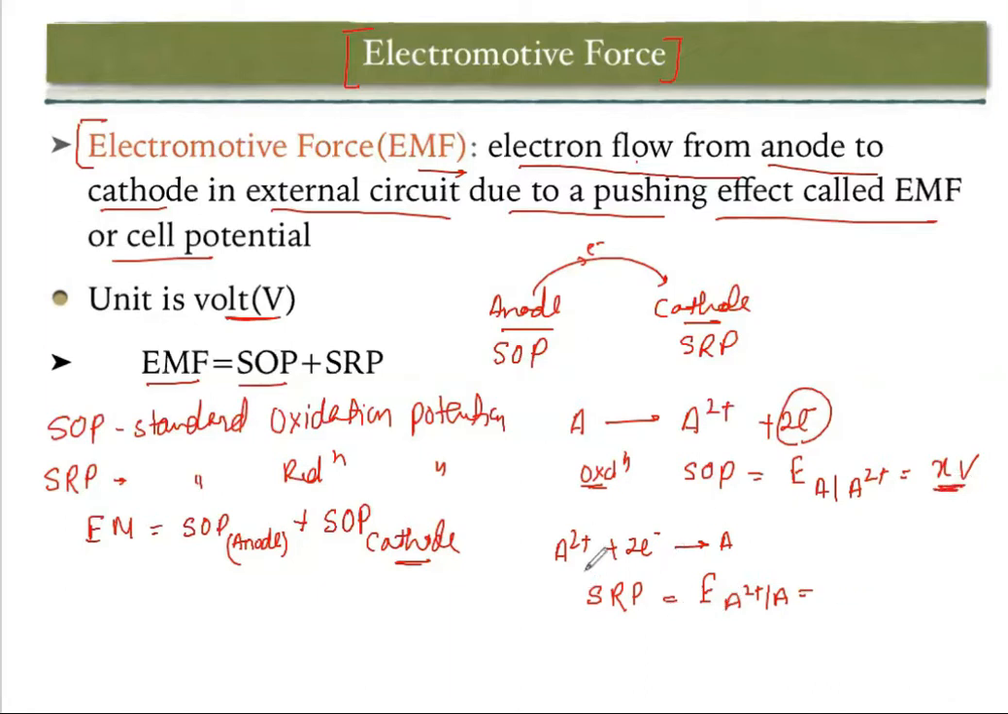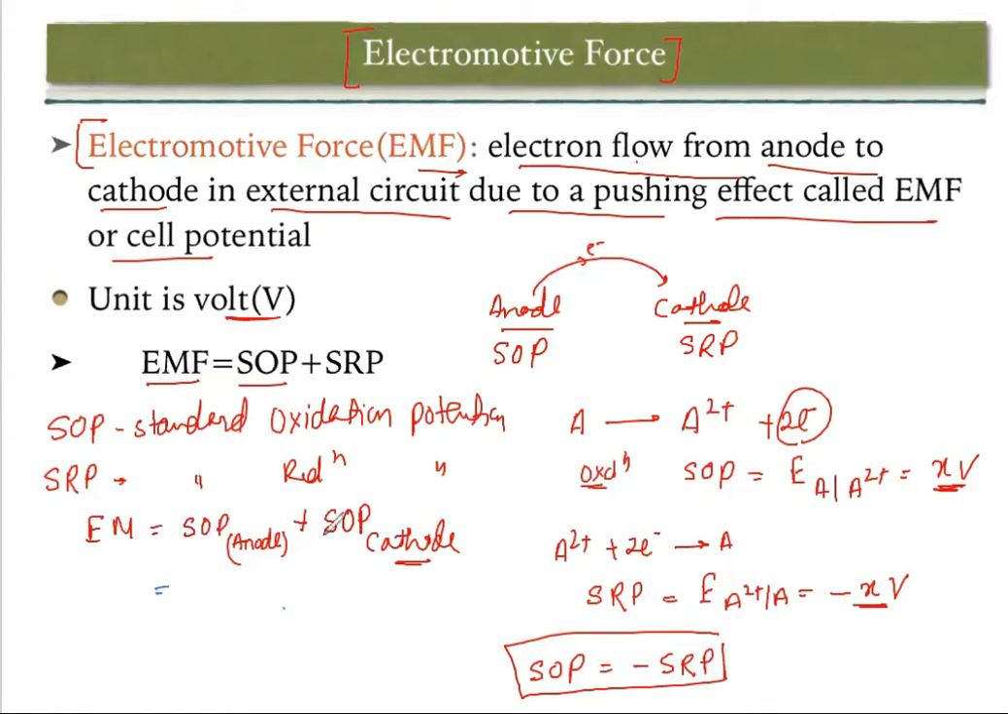So if you reverse the reaction, we'll call it minus X volt. Okay, so the point is, we can also write SOP is equal to negative of SRP. This is a very important concept. This tells us that the standard oxidation potential is the negative of the standard reduction potential.